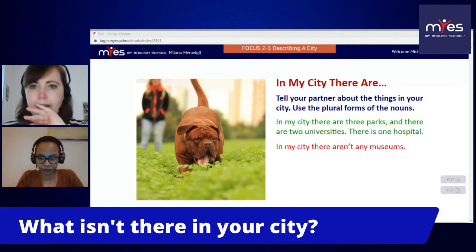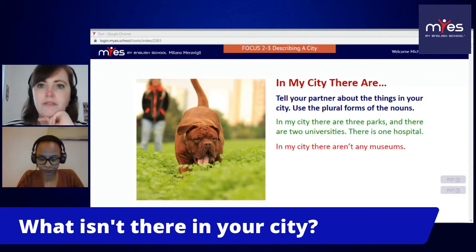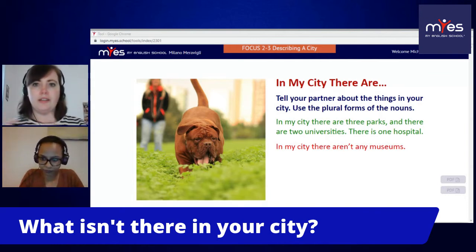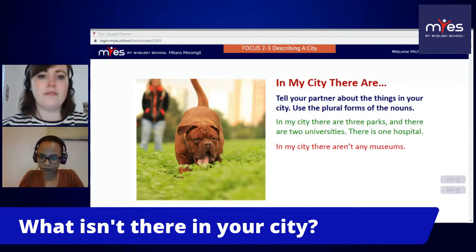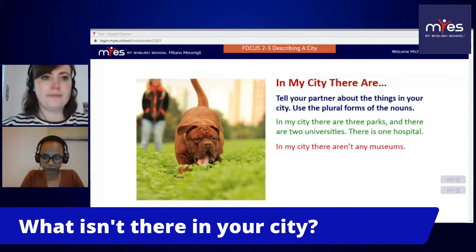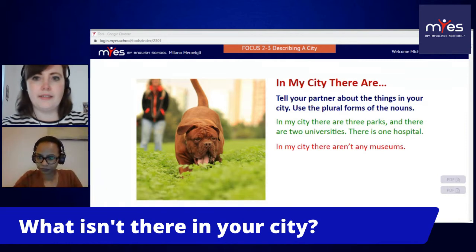Exactly. And Walter has said here, in my city, there aren't a lot of. So just remember, if you're using a lot of, and also aren't, it's the plural. So we would say there aren't a lot of jazz clubs. Okay, jazz clubs.